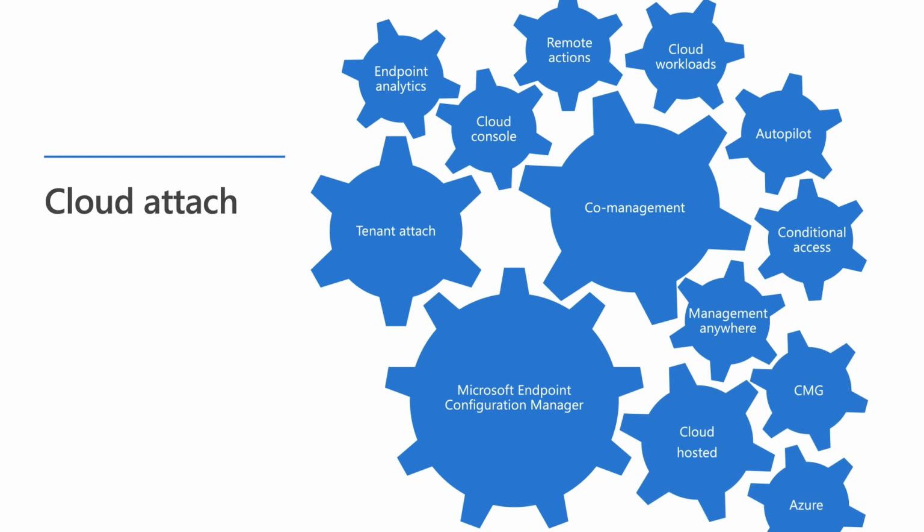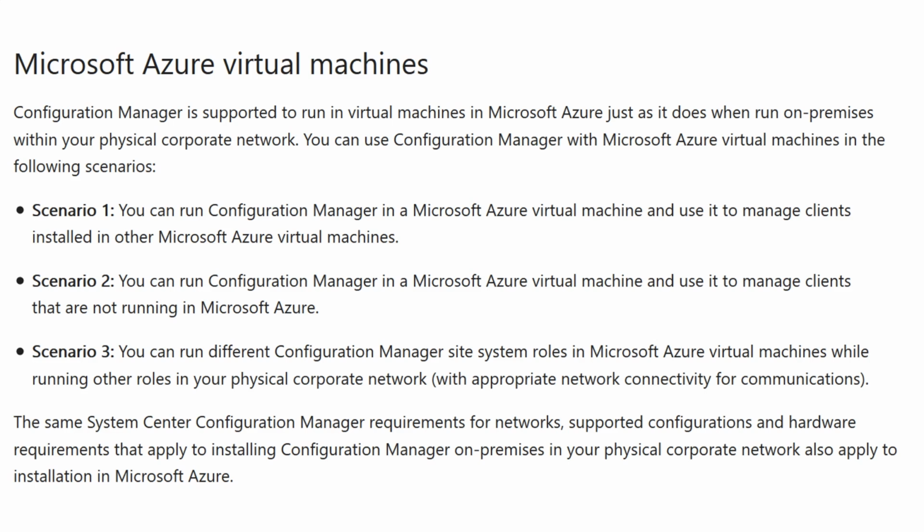Cloud Attach. Immediate cloud value is where you can begin to use the cloud features without any migration or extensive enablement work. Examples of immediate cloud value include Endpoint Analytics, Microsoft Endpoint Manager Admin Center as a cloud console for Configuration Manager Tenant Attach, remote actions through co-management, conditional access as a co-management workload, and management anywhere through co-management or through Cloud Management Gateway.